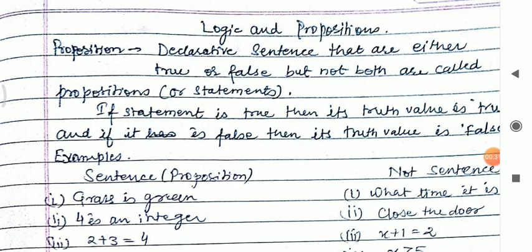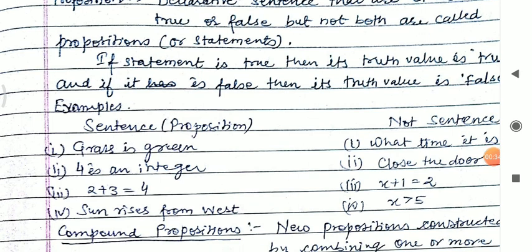Today we are giving some examples of propositions. On the left hand side I have given examples of propositions, and on the right hand side are those which are not propositions. So first of all, grass is green. You can assign a value true to this because we know grass is green. 4 is an integer. We know 4 is an integer, so it can be given a value true. 2 plus 3 is 4. It is false, so this statement can be given the value false. Again, sun rises from west. Again, it is false, so these are propositions.